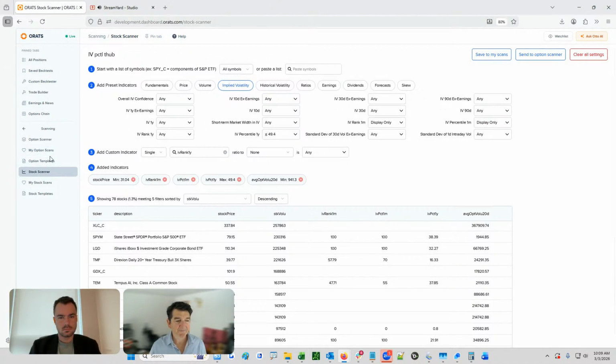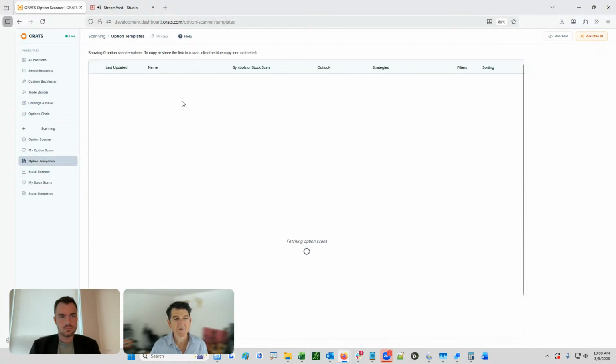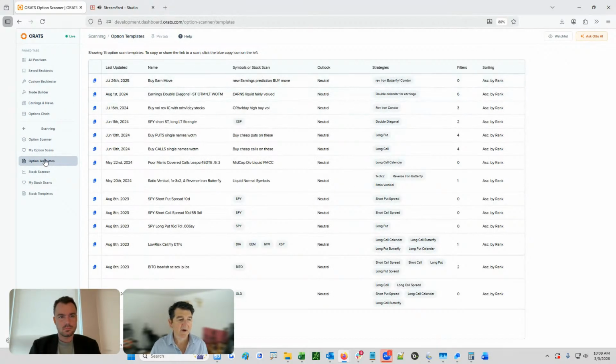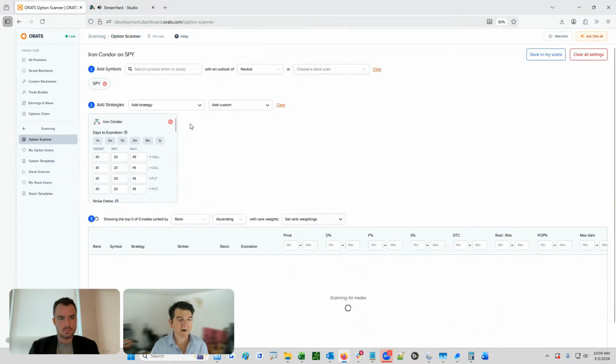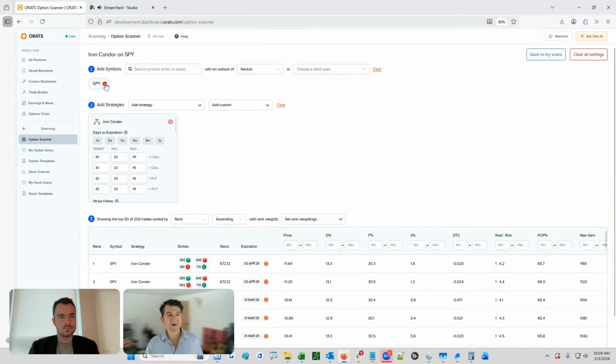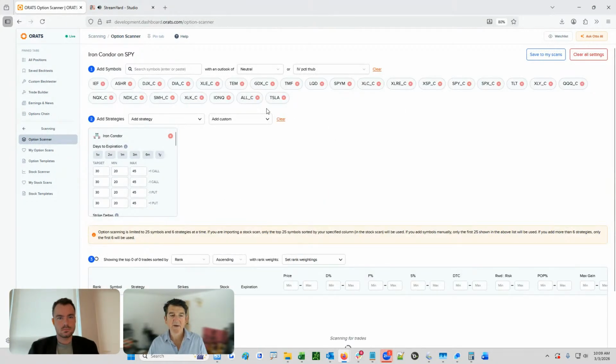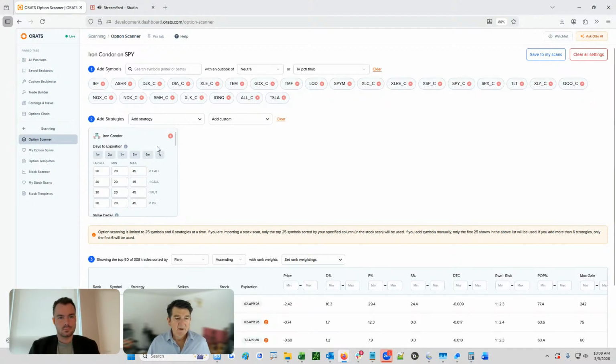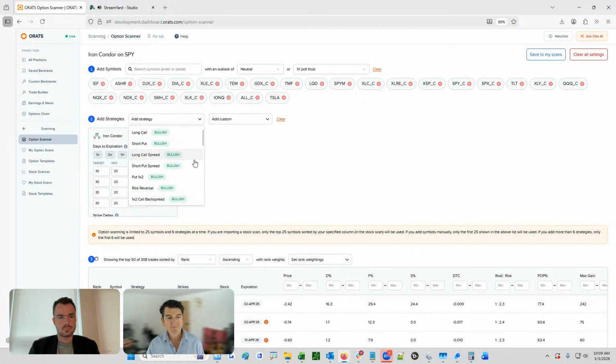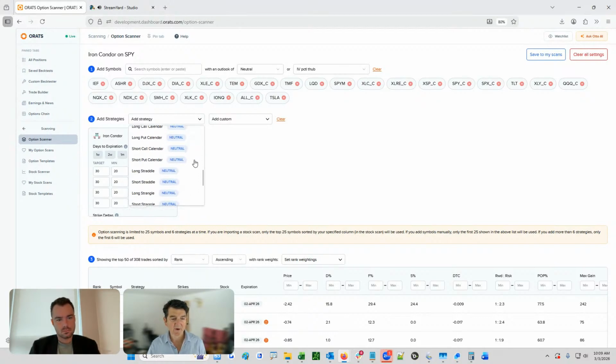So let's go to the options scanner, and I clicked template, but let's go to the options scanner, and we won't use it in symbols. We'll choose that stock scan. So it brings in these names, and then we need to pick a strategy. Well, we don't want to pick an iron condor strategy because that's a short volatility strategy. This is a long volatility strategy that we're looking for.